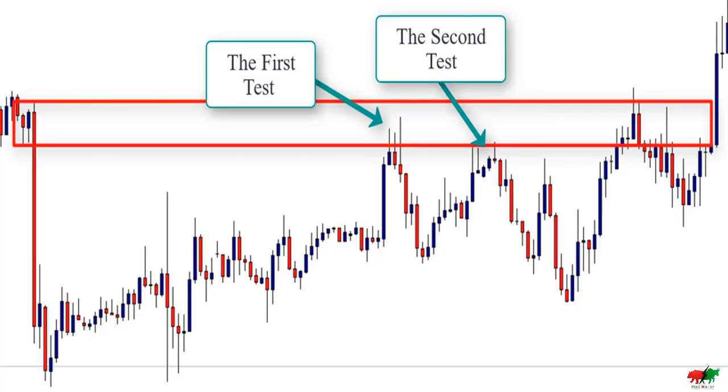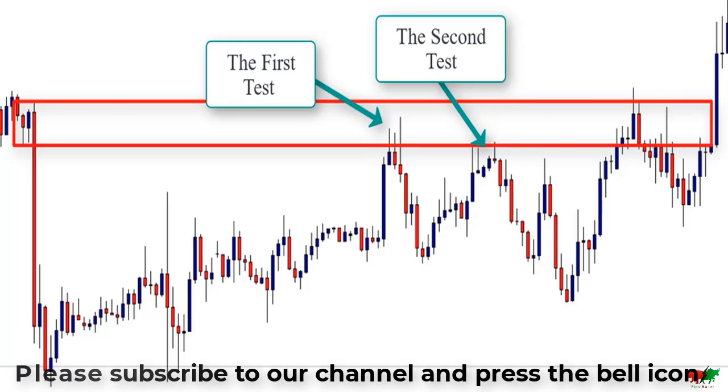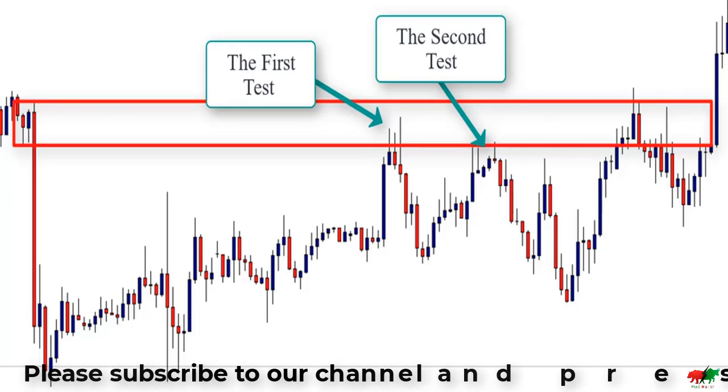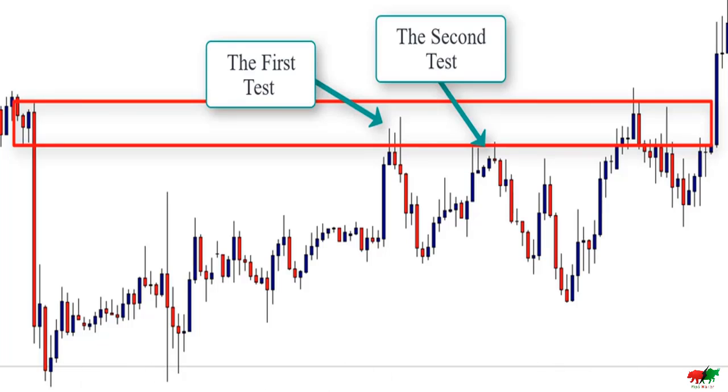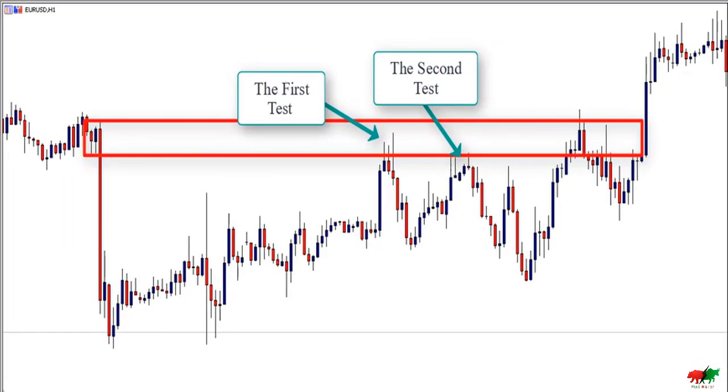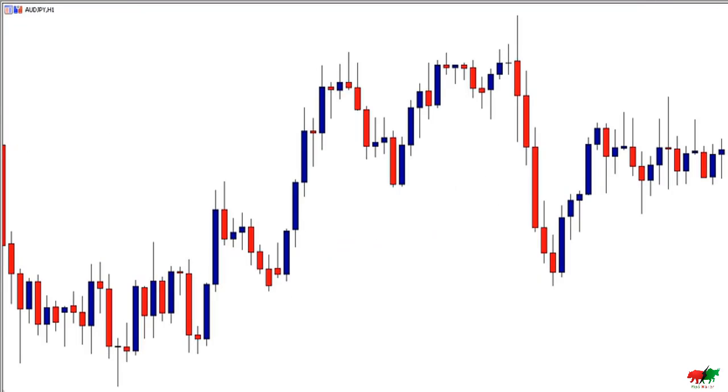But after the second test, you should ignore this zone. It is no more fresh. It was tested a couple of times, and the greater the number of times the zone is tested, the more likely it is to break. And that's what happened. The market broke the zone and went up. Look at another example. This is the AUDJPY 1 hour chart.